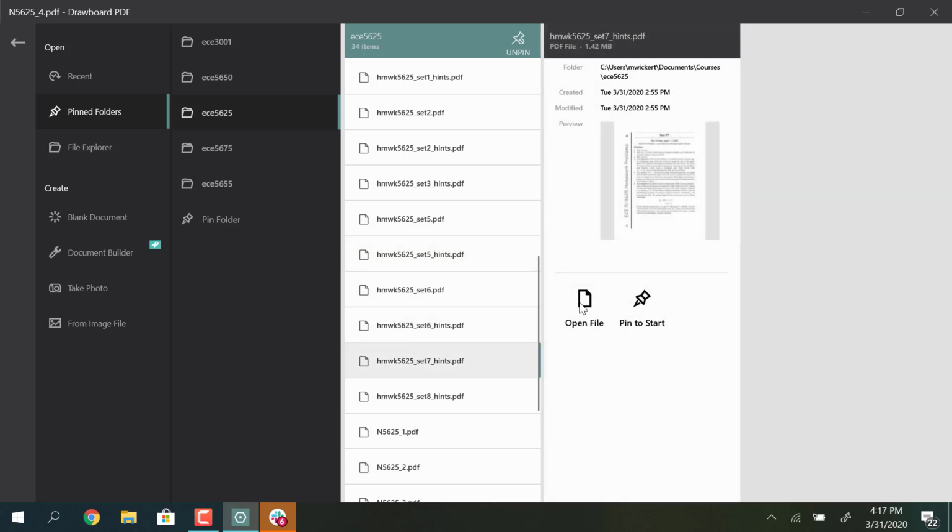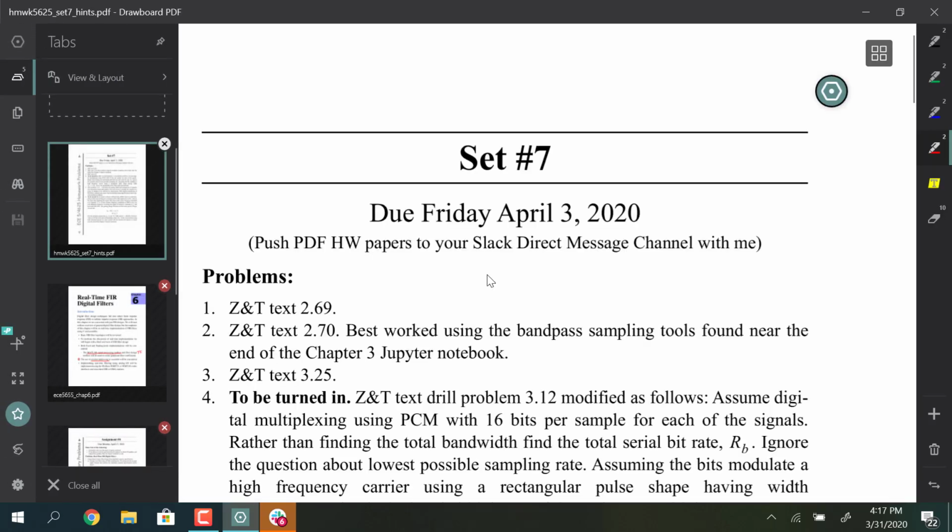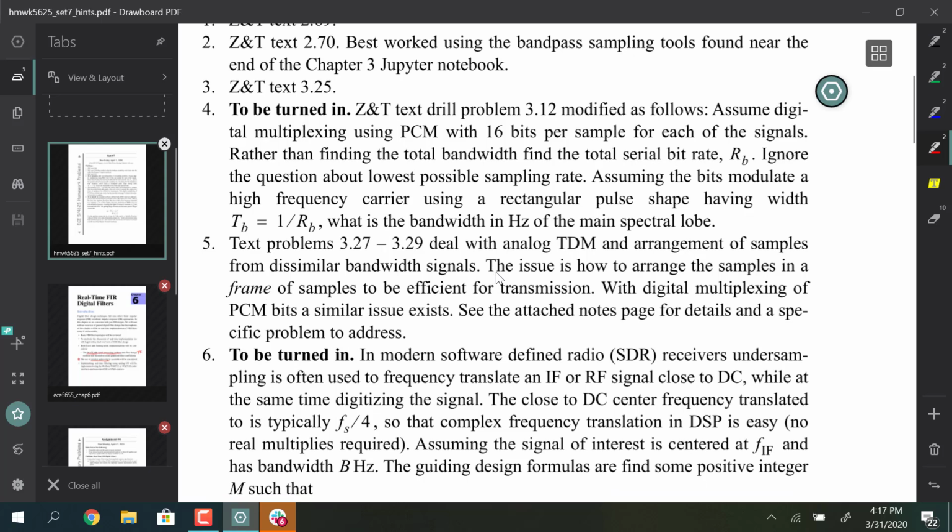Set 7 hints. This is on bandpass sampling. Well, one's on bandpass sampling, the other is a drill problem related to the bandwidth of a PCM signal composed of different types of digital modulation.